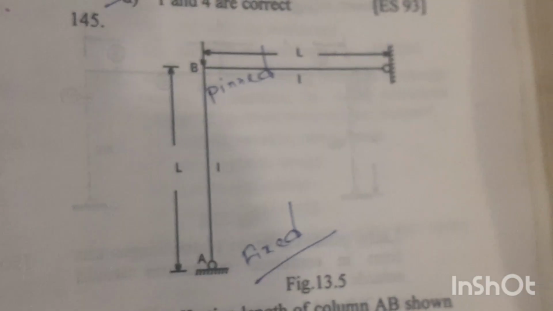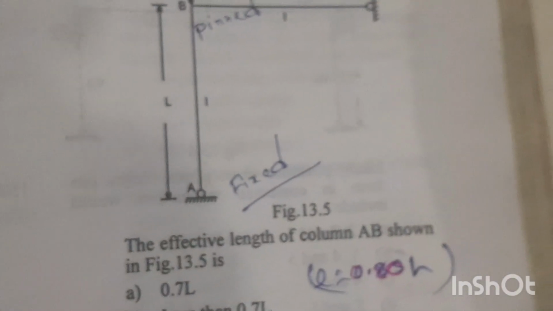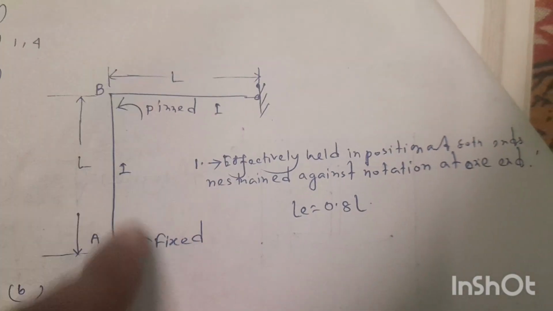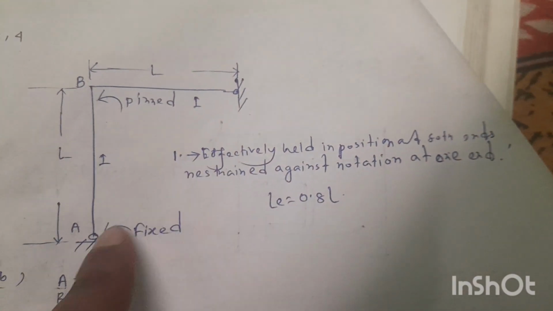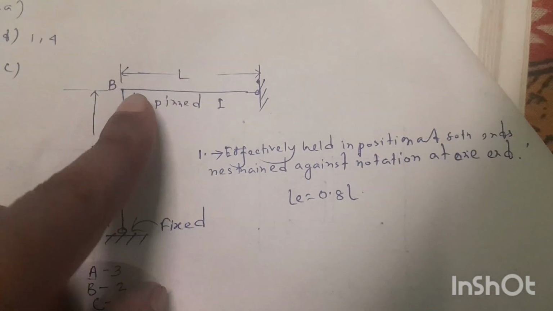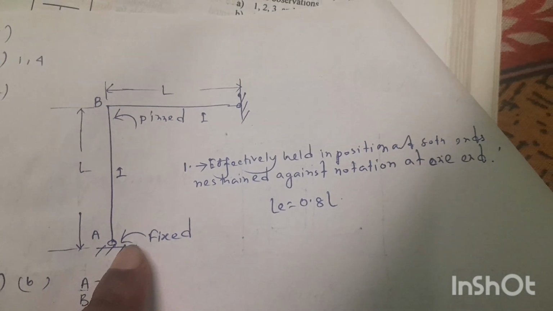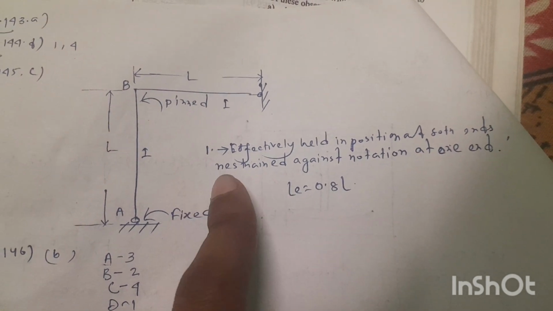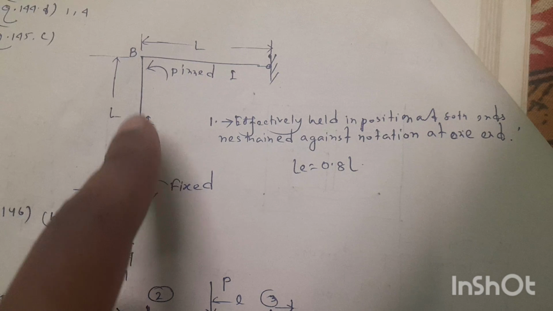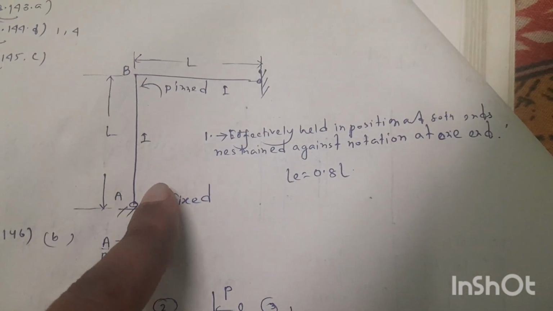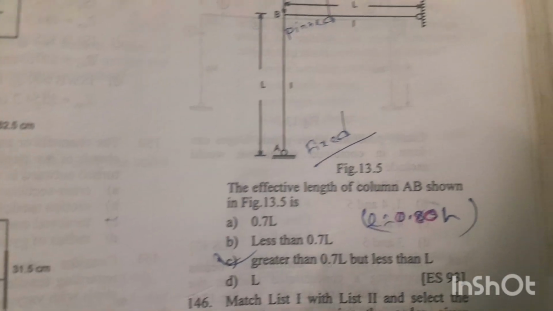Question number 145. Look at the figure 13.5. The effective length of the column AB shown in the figure 13.5 is. Look at this frame, AB is the column. Here the connection is a pin connection and here the connection is a fixed connection. So the effective length of AB will be 0.8L because it is effectively held in position at both ends but restrained against rotation at one end. So the effective length LE will be equal to 0.8 into L. So option C is the right answer.